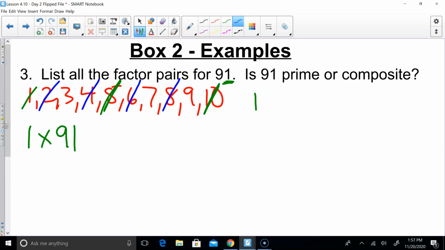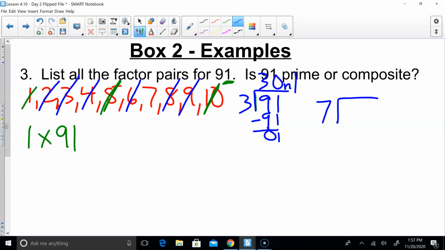So can 3 go into 91? 3 goes into 9, that'd be a 3, 9. 0, bring down the 1. That'd be a 0 with a remainder of 1. So 3 cannot be a factor pair. Which you know, if 3 can't be a factor pair, we know 9 can't be a factor pair. Because remember, 3 is a factor of 9. Which only leaves us with 7.